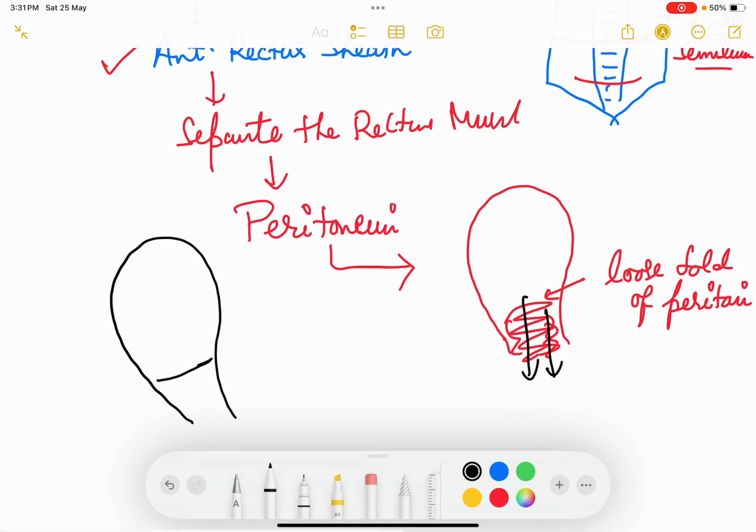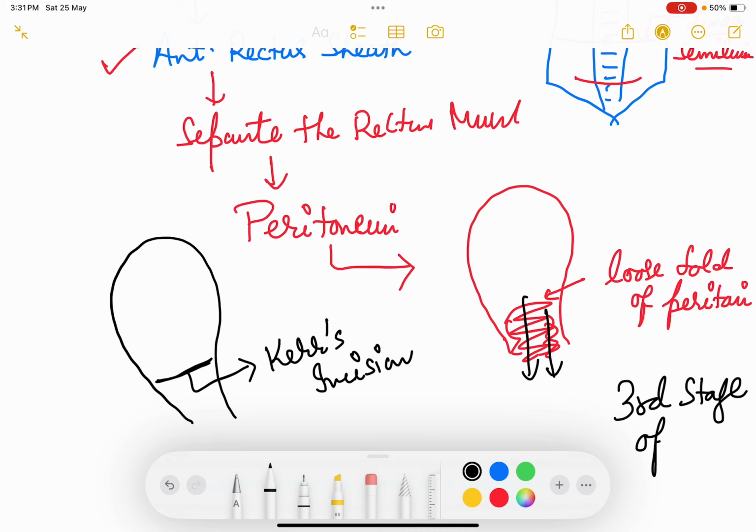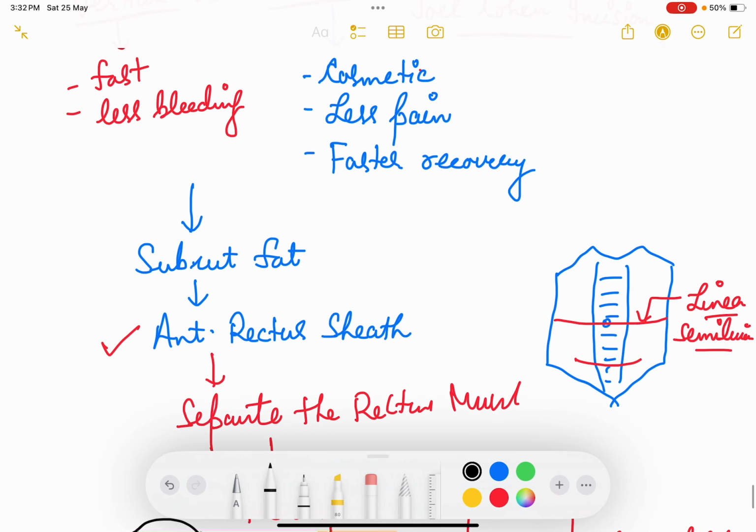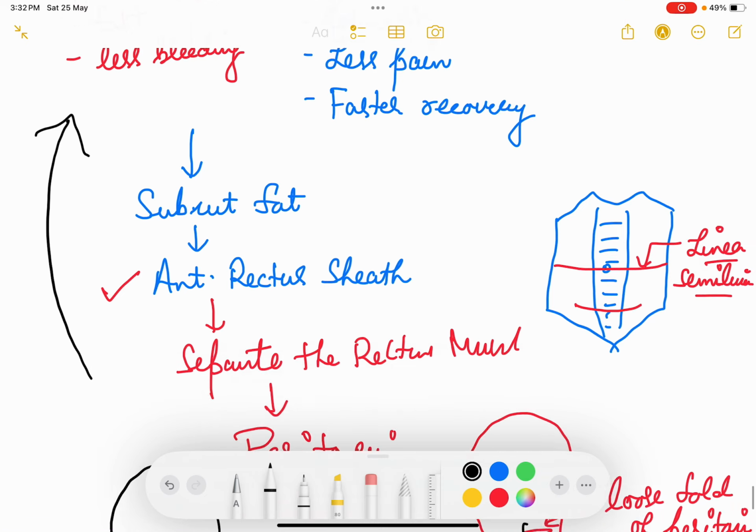We give a lower uterine segment horizontal incision, which is also called Kerr's incision. Kerr's incision is given in the lower uterine segment and then you deliver the baby. Once you have delivered the baby, you give injection oxytocin. Management of the third stage of labor is done, and the placenta and the membranes are delivered. Once the third stage is over, you suture the uterus, then suture the peritoneum, approximate the muscles, suture the anterior rectus sheath, and then suture the skin. So you go in the reverse direction.